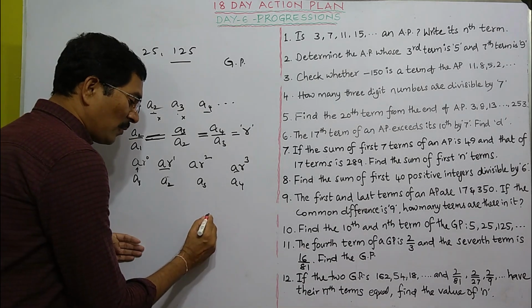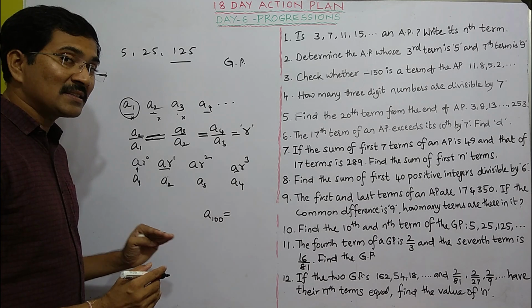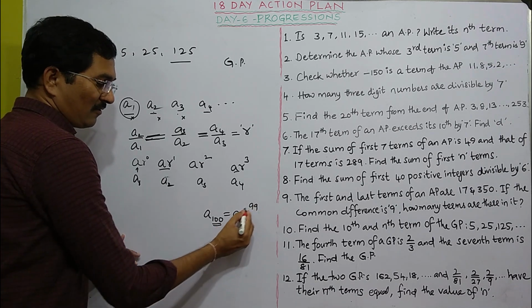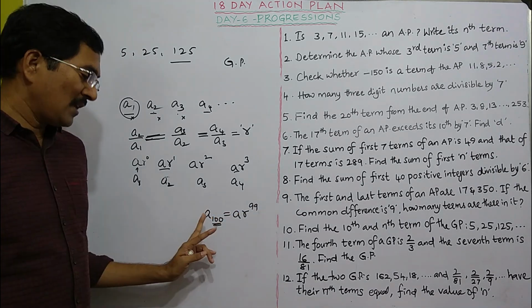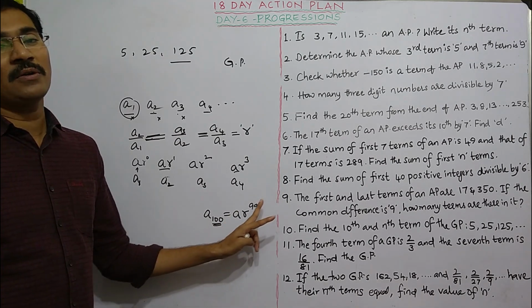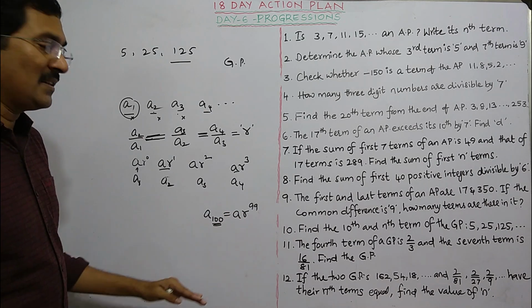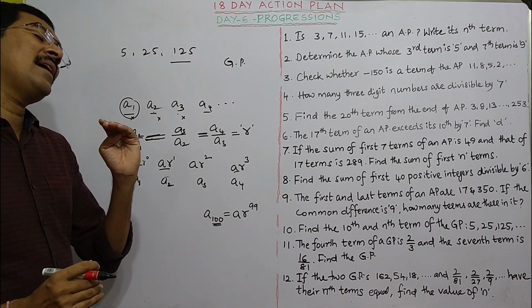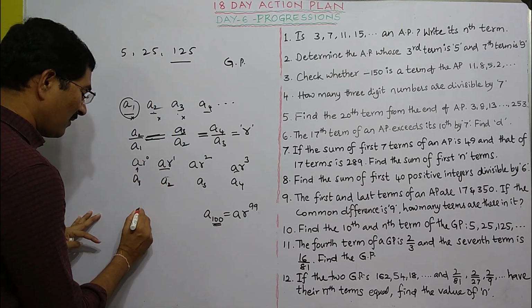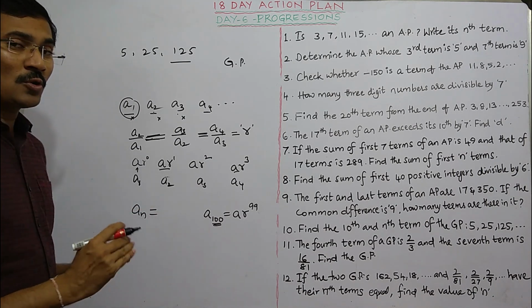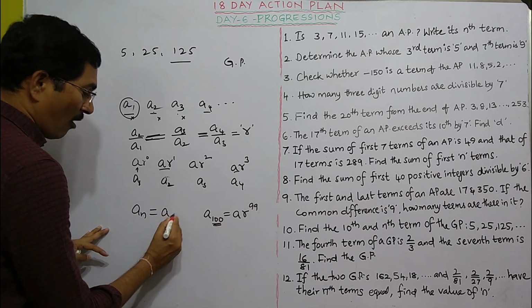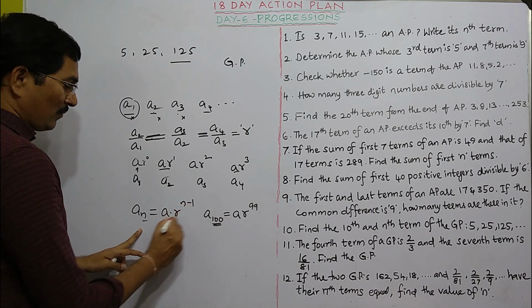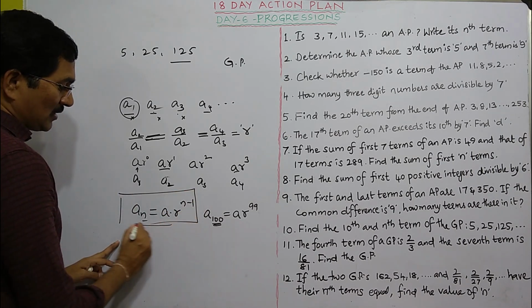That means if we want A100, can we guess what the term will be? It will be ar raised to the power of 99, because the power of r will be 1 less than the serial number of the term. Therefore, A100 is equal to ar to the power of 99. So this is how we write. Now if we want the nth term, because we do not know which term will be asked, let us do it for any generalized term. Let us think we want the nth term, denoted by an. So there will be a common, and r will be raised to the power 1 less than this, so n minus 1. So this is the general term of a geometric progression.